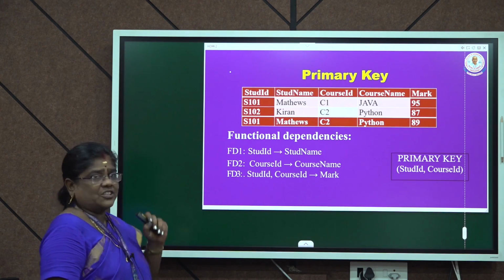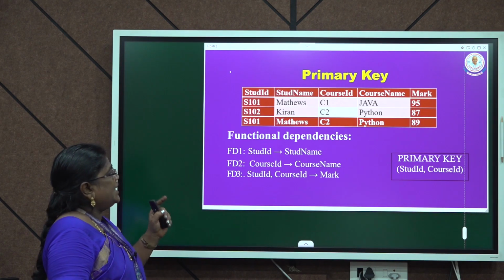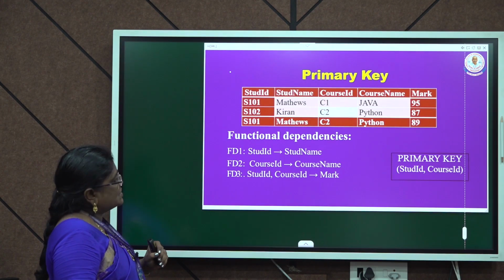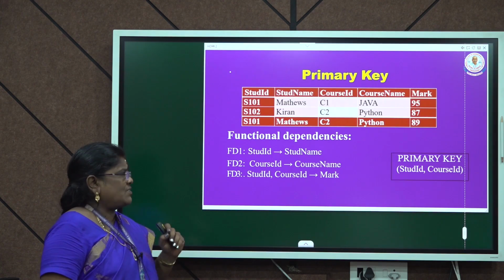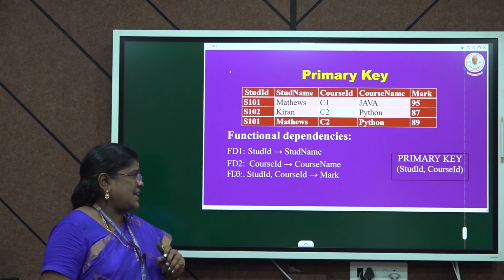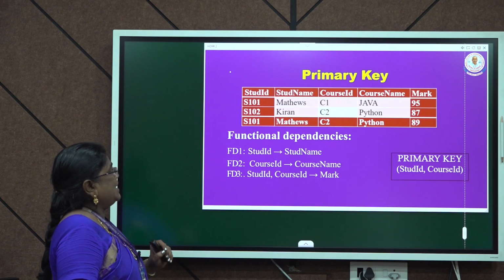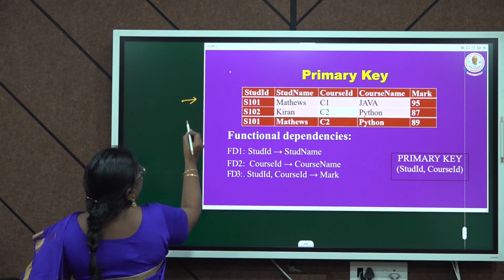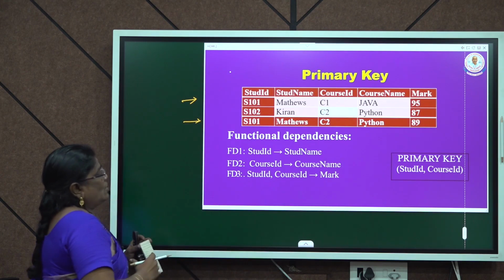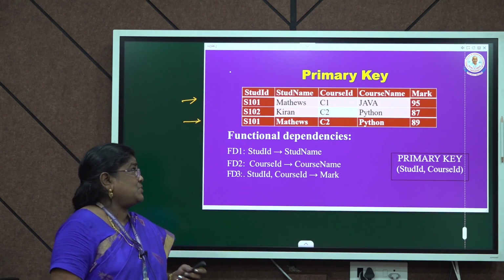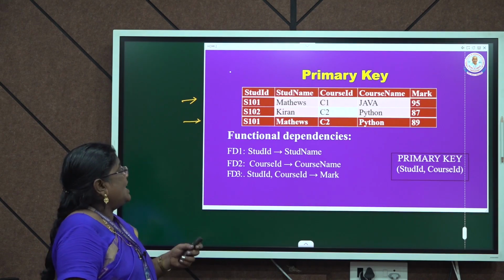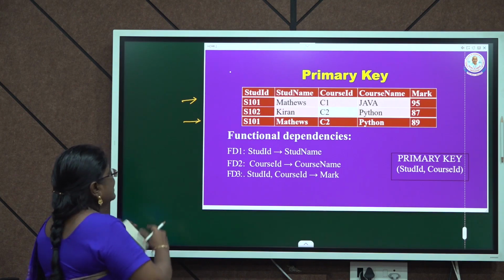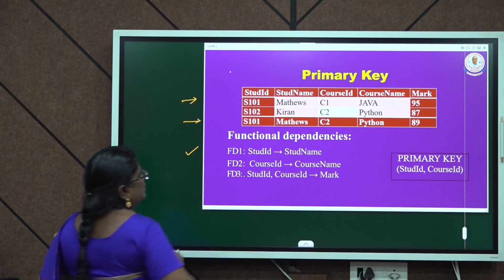And we have 3 functional dependencies. Student ID determines student name, course ID determines course name, student ID, course ID determines mark. What is this functional dependency? First we should understand. When we say the student ID, S101 appears in 2 places, the first row and the third row. But if we see the name of the student, in both the places we have Matthews for S101. So the first FD1 is actually true.